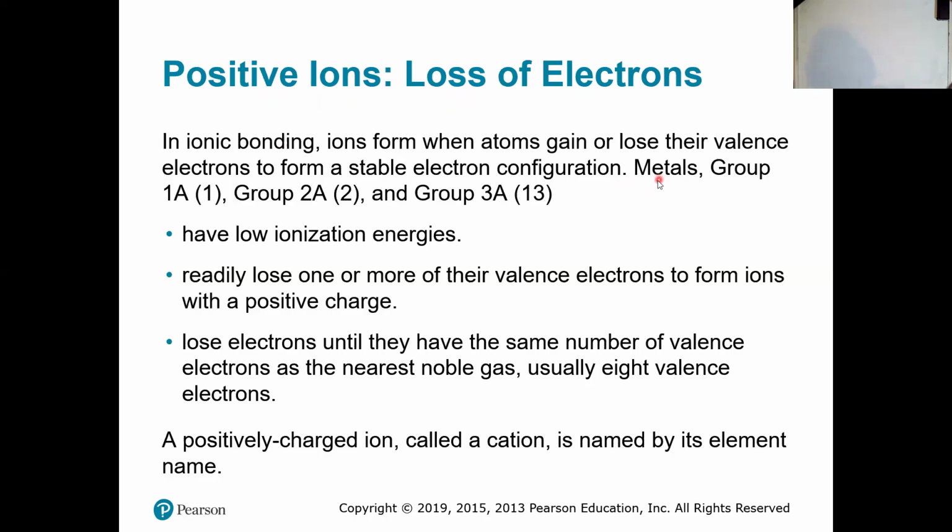Our metals are going to be the elements that form positive ions, okay? We've talked about that a little bit in the chapter right before this one, when we were looking at ionization energy and metallic character. Metals have very low ionization energies. Things with low ionization energies have an easier time losing their electrons. Okay. So they're going to readily lose their valence electrons to form positively charged ions.